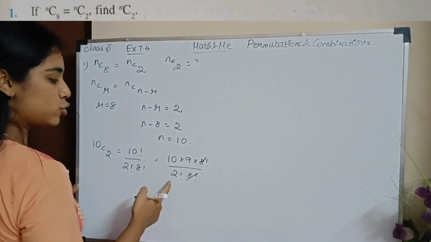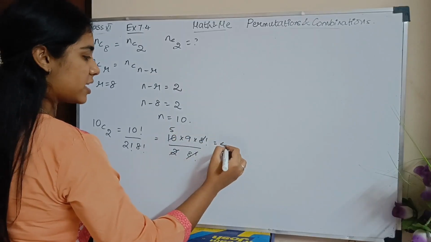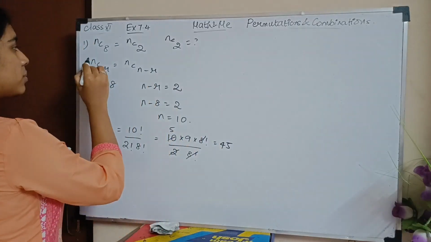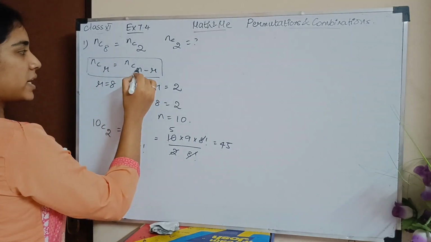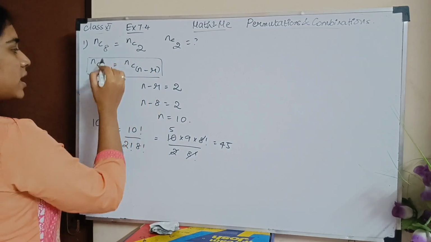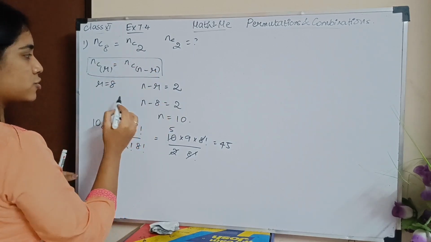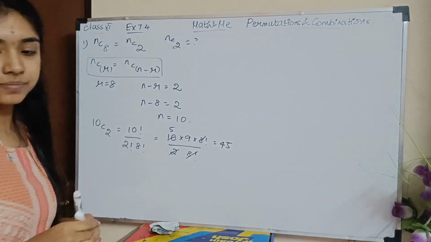The 8 factorials cancel. 2 factorial is nothing but 2. So 2 fives are 10, 5 nines are 45. So my final answer is 45. You simply have to remember this relation: nCr equals nC(n minus r). When you equate, r equals 8, n minus r equals 2, so substituting r, n is 10. You can simply substitute.